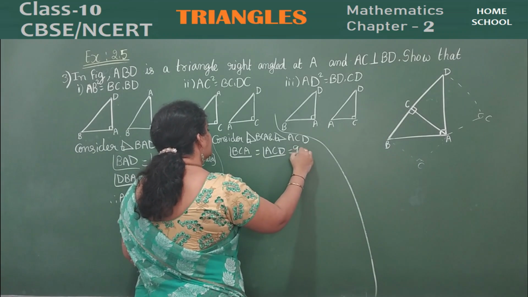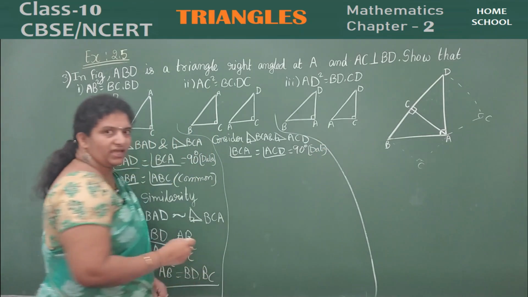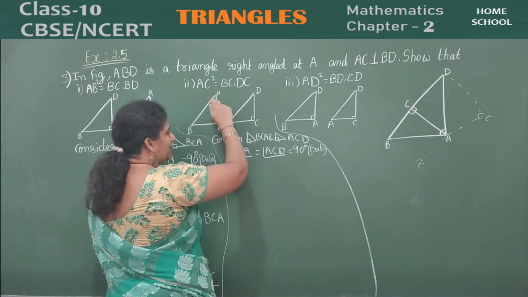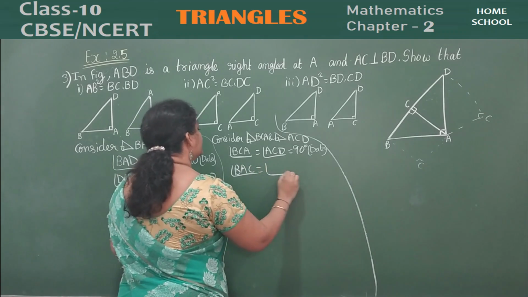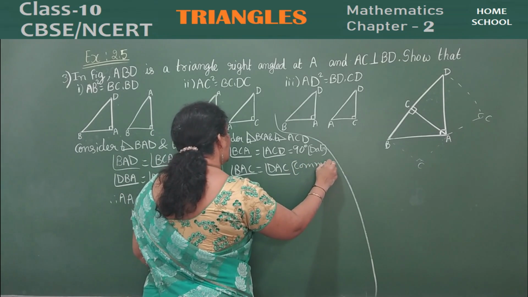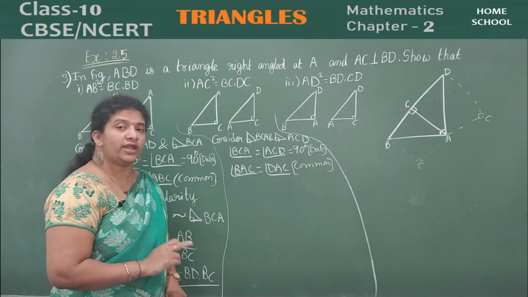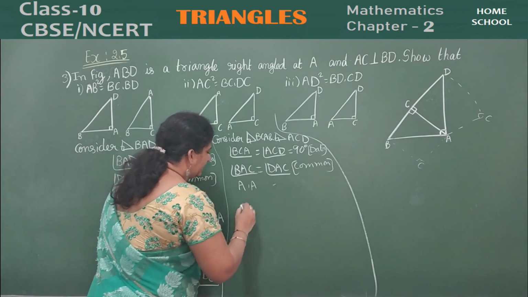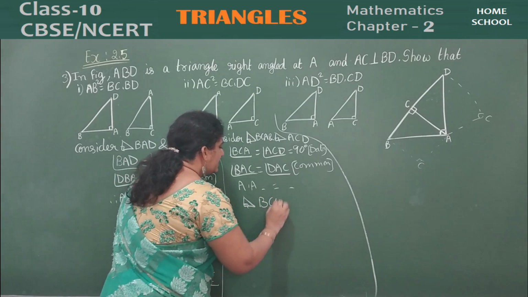Okay, now consider here angle BCA is equal to angle ACD. What is that? Is equal to 90 degrees. By the given data they are perpendicular. And one more common angle, that is angle A. Angle BAC is equal to angle DAC. Reason? Common angle. If these two angles of two triangles, corresponding angles are equal, what I can say? By angle similarity criteria, I can say these two triangles are similar.